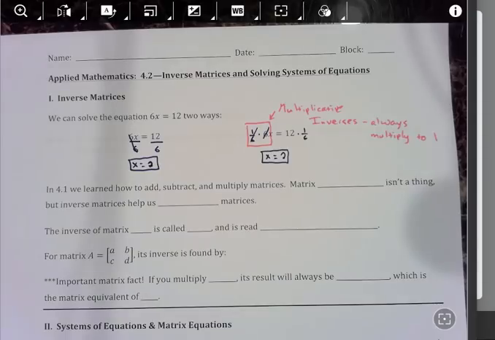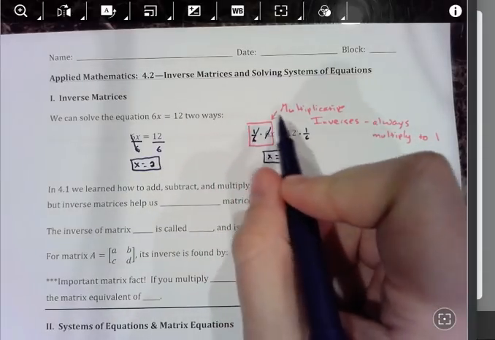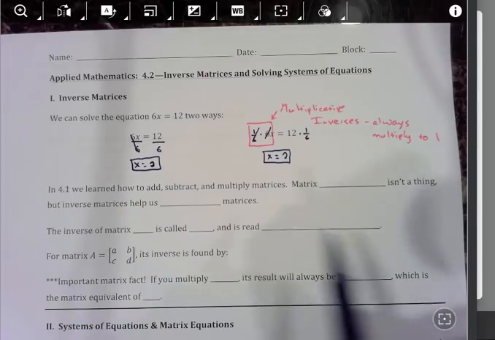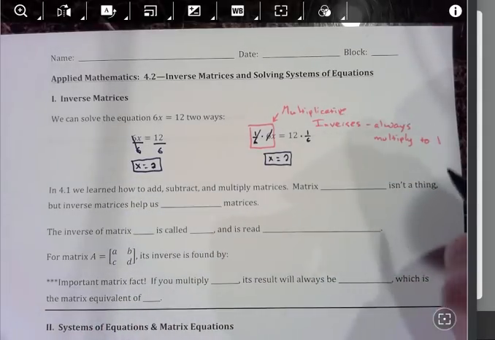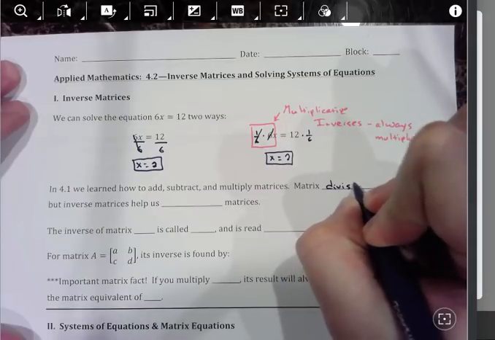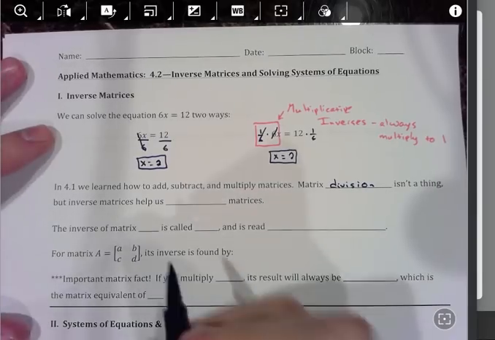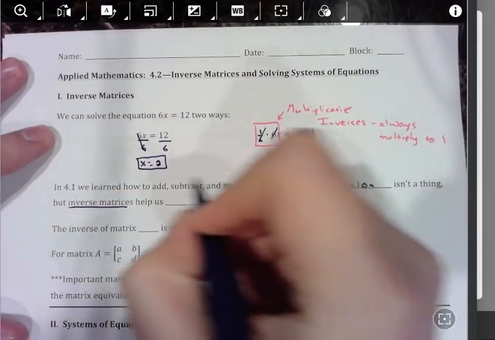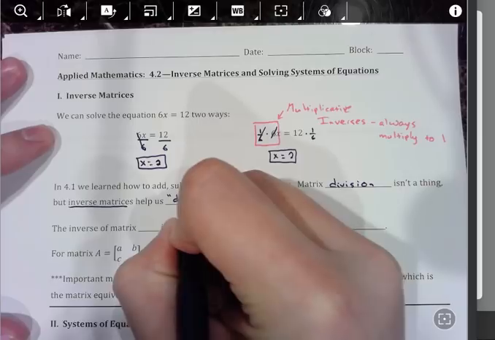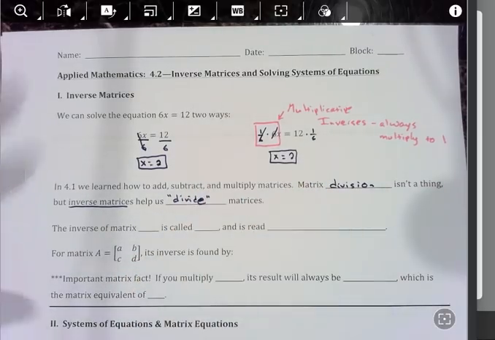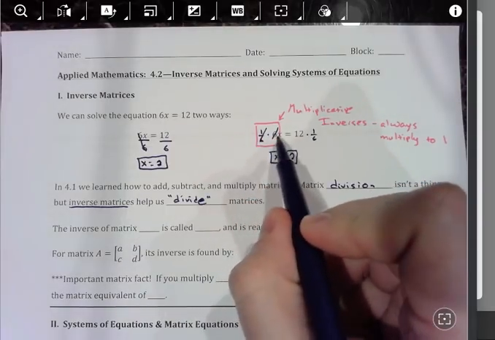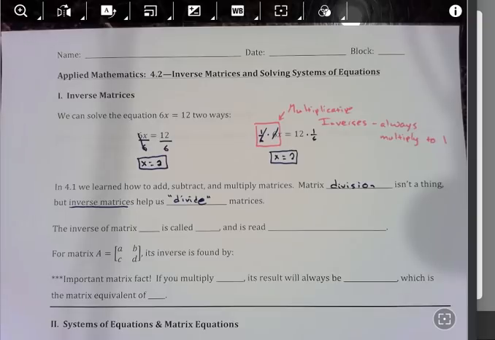So we get the same answer either way, but this is the way that we're going to sort of clue in on today because, like I said, we've learned how to add, subtract, and multiply matrices, but matrix division isn't a thing. So we can't divide matrices. Somebody in one of the classes asked me that on Thursday. We're not going to divide matrices, but inverse matrices help us, quote unquote, divide matrices. Here, we didn't do any division, but we still canceled that 6 out of there. So that's sort of what inverse matrices are going to help us do. It's going to help us divide without using division.